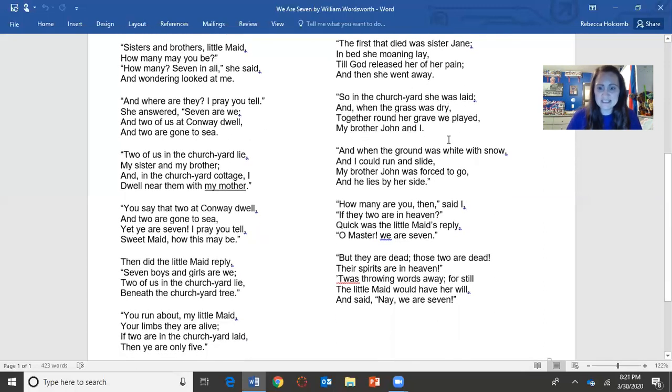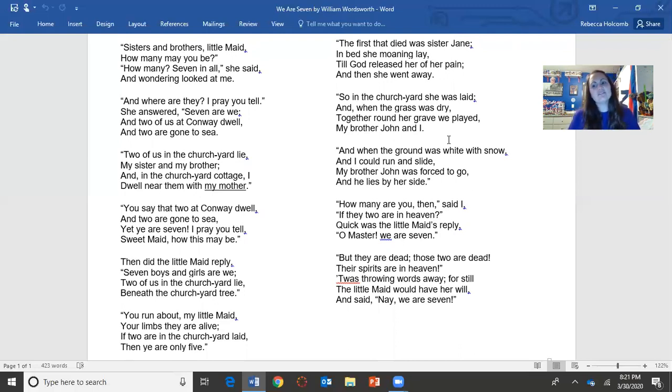How many are you then, said I, if they two are in heaven? Quick was the little maid's reply, oh, master, we are seven. But they are dead, those two are dead, their spirits are in heaven. 'Twas throwing words away, for still the little maid would have her will, and said, nay, we are seven.